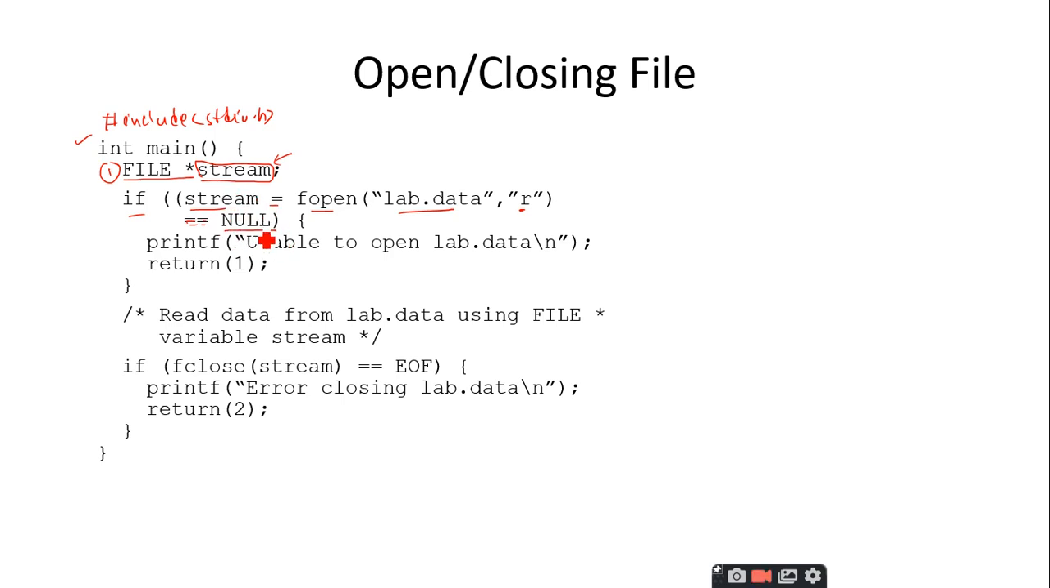So if stream is equal to null, then unable to open the file. So I am just printing the error message. To know whether the file has successfully opened or not, I am just making use of this syntax.